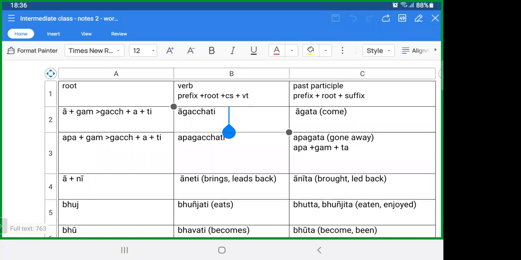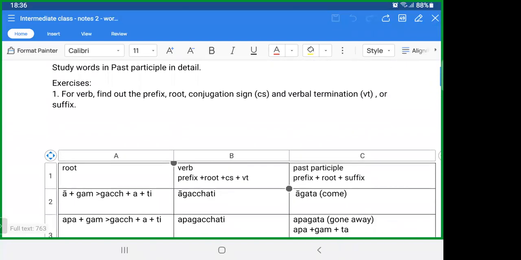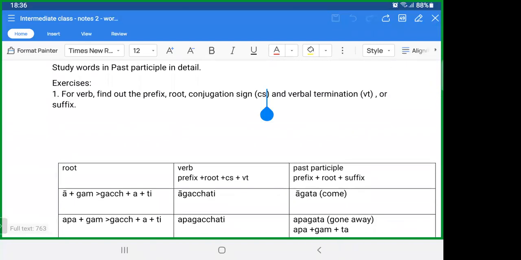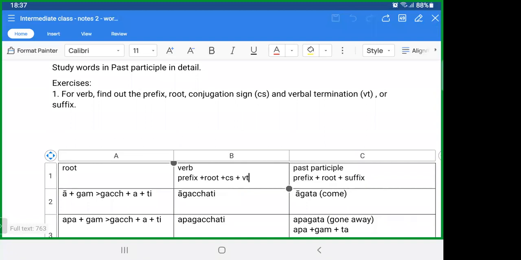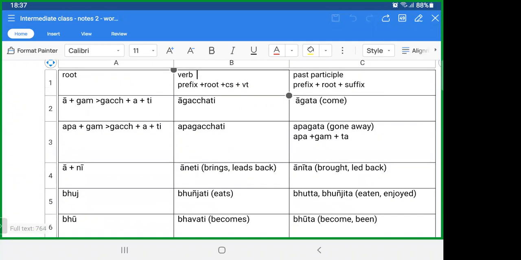Because you also need to compare with the past participle. So if you notice, for the verb, there will be root, conjugation sign. CS is conjugation sign already right on the top. C is conjugation sign. All right, so it's a shortcut. And VT is verbal termination. So for verb, normal like present tense here. So we are talking about present tense.